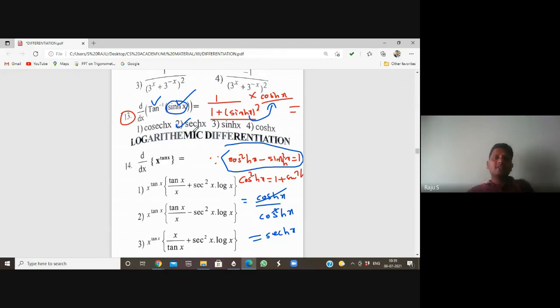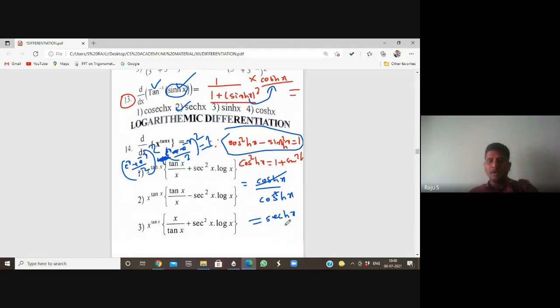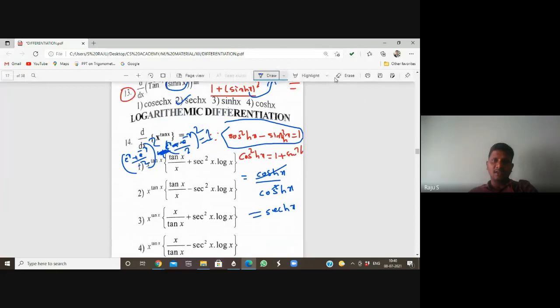If you get any doubts, you can substitute cos hx as e power x plus e power minus x by 2, and sin hx as e power x minus e power minus x by 2. Squaring and subtracting, you are going to get surely 1, not adding. You can check it once. So with the help of this, cos hx by cos square hx, one cos gets cancelled, 1 by cos means secant. So the second option is right.